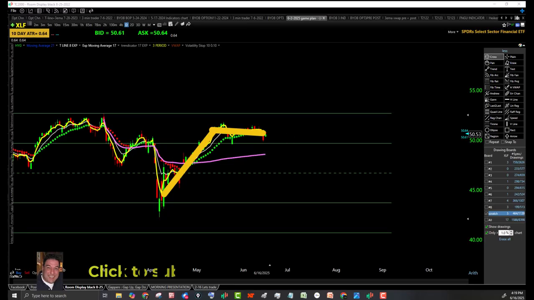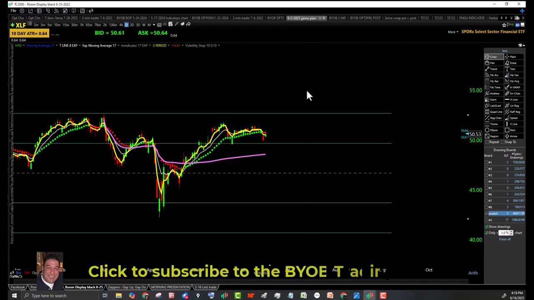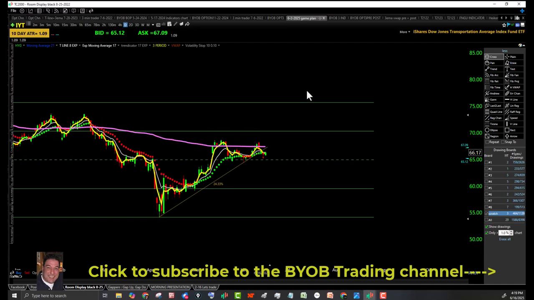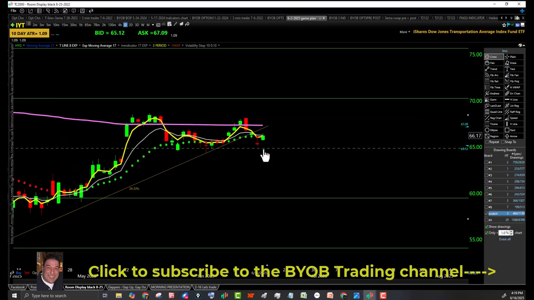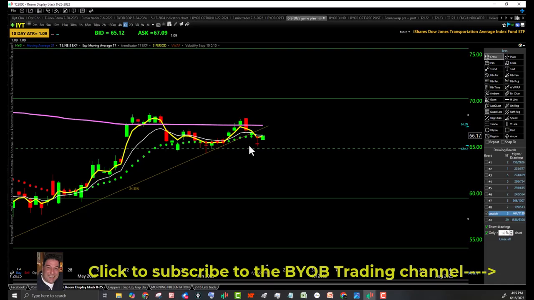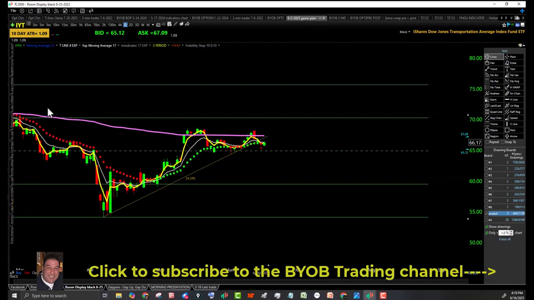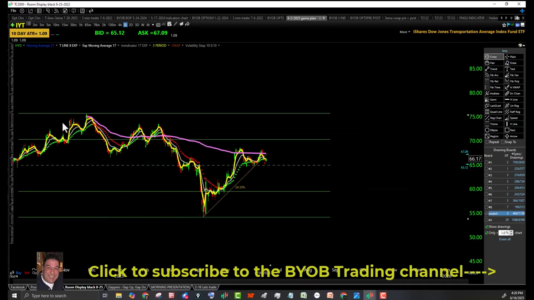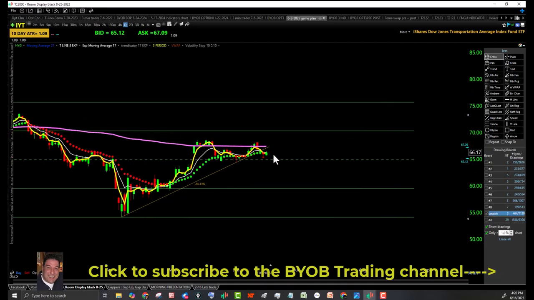Let's take a look at IYT. All right, IYT got a higher low and a higher high, closing inside a bearish trap. All right, that's bullish. Closing, well, that's kind of neutral. Closing over the 17, that's bullish. Closing under the uptrend line, that's kind of neutral. Closing under, but knocking on the door of the all-time high anchored VWAP, that's kind of neutral.